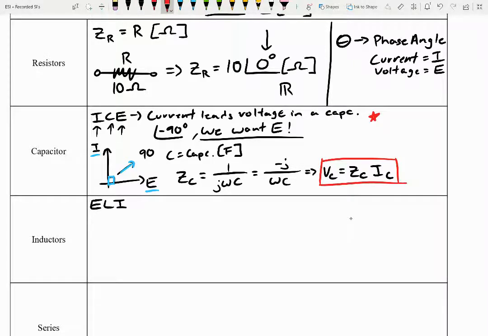But I'm going to make this note up here. Remember, we had j squared is equal to negative 1. And from this here, we can see that 1 over j is equal to negative j. That is a very important relation as well. So just keep those in mind as you're doing these problems and learning these concepts.